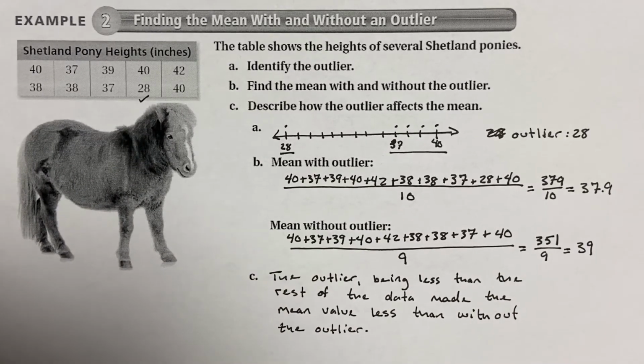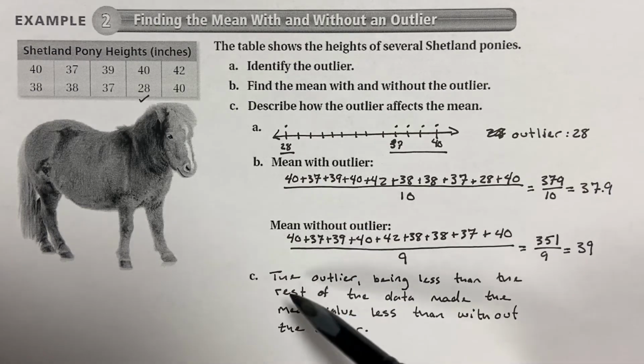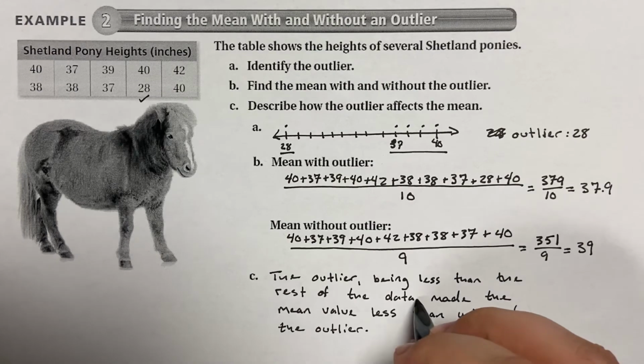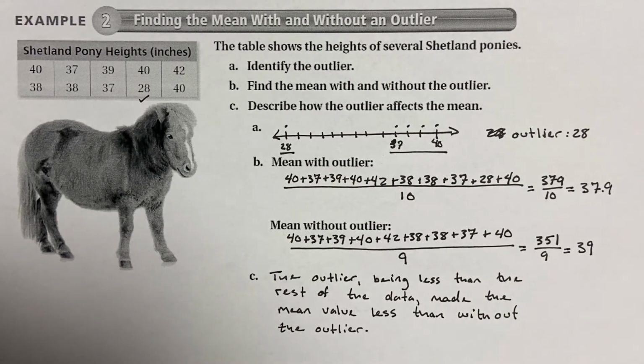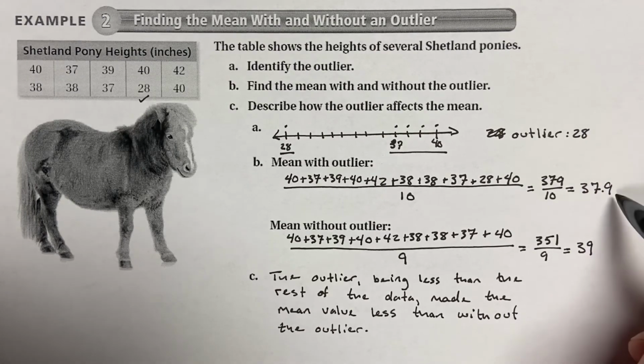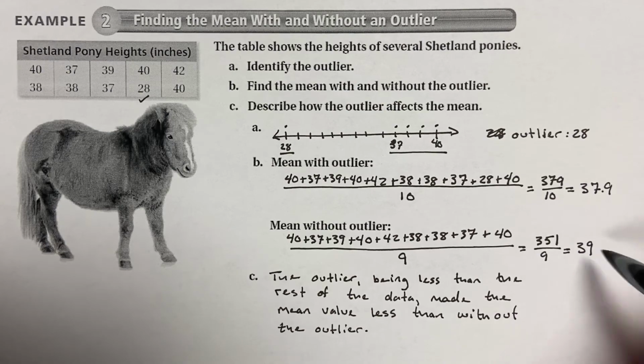Just in case you want to learn that fancy word early, you will have to learn it in Algebra 1 or Algebra 2. I always forget which. But it's a word that I like to throw around so you guys start getting used to it. But again, the comparison is the outlier being less than the rest of the data, forgot a comma there, made the mean value less than without the outlier. So in other words, we're saying 37.9 is less than 39.